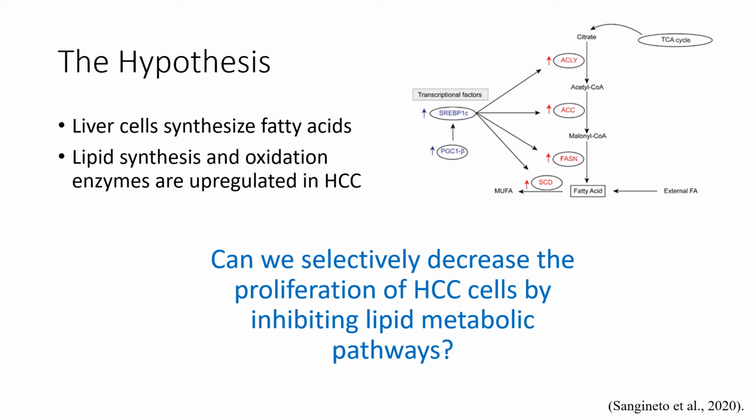Liver cells are unique in that they are one of only 3 tissue types in the adult body that is capable of producing fatty acids. It has been found that lipid synthesis and oxidation enzymes are often upregulated in many cases of HCC.